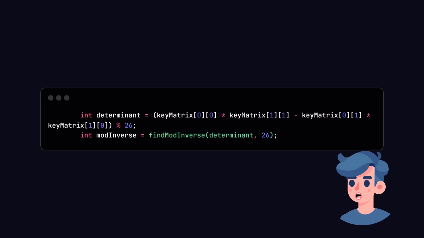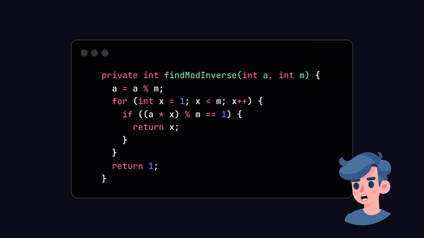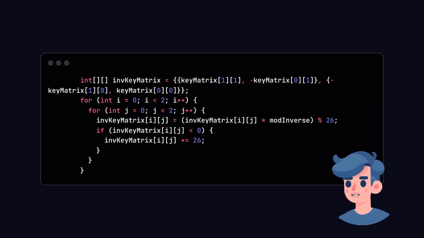The determinant is crucial because it needs to be coprime with 26 for the key matrix to be invertible in modulo 26 arithmetic. We will create a helper method called findModInverse that implements the extended Euclidean algorithm to find the modular inverse. Using the modular inverse, we can create the inverse key matrix necessary for decryption. The inverse is calculated using the formula invKeyMatrix[i][j] = modInverse * adjointMatrix[i][j] % 26. Let's set this up.